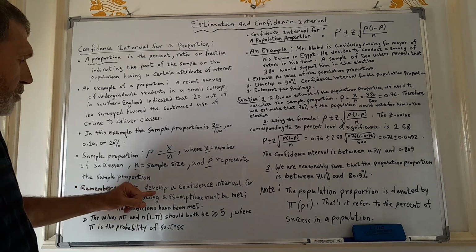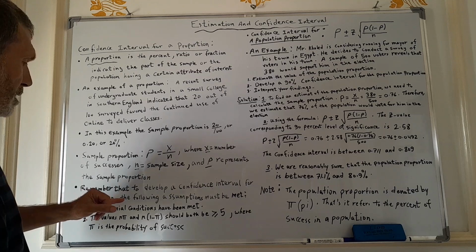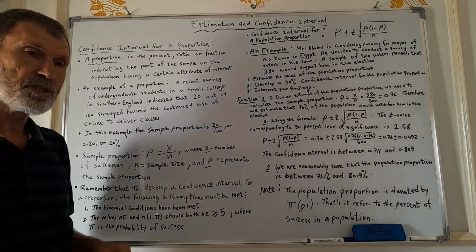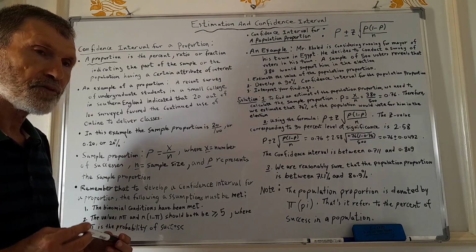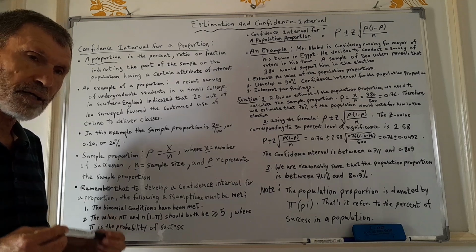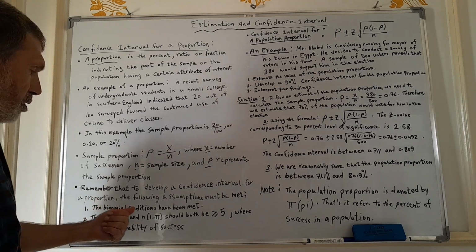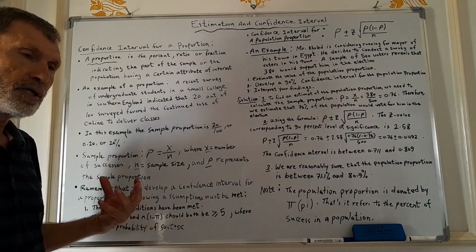Remember that to develop a confidence interval for a proportion, the following assumptions must be met. So in order to develop a confidence interval for a proportion, of course, we need certain assumptions. These are the following assumptions. First of all, the binomial conditions have been met. What do we actually mean by binomial condition?